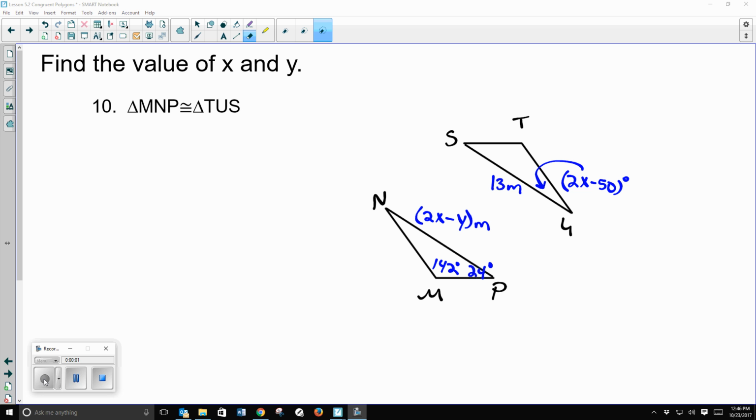Right, number 10 on 5.2. We'll finish up that lesson, then cover the next one, 5.3.